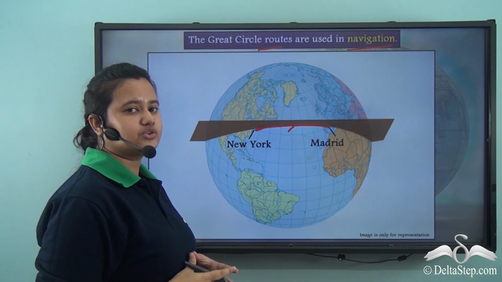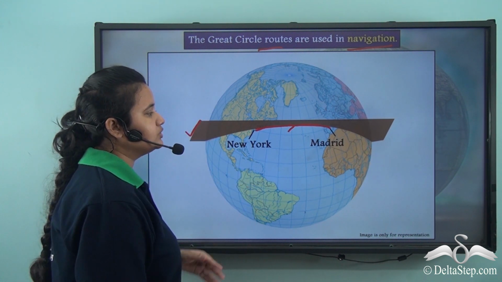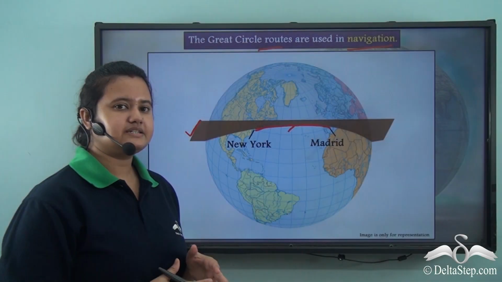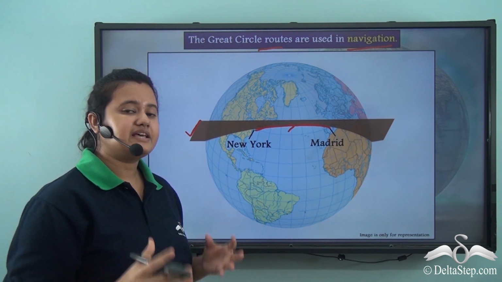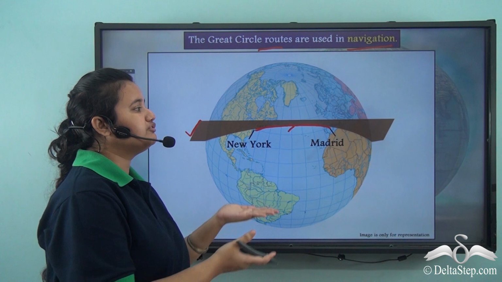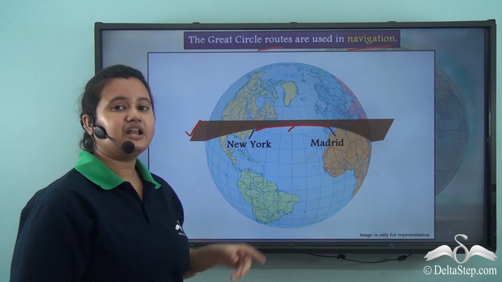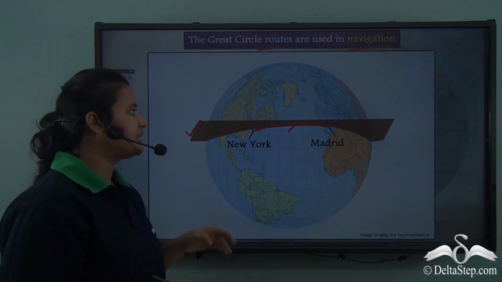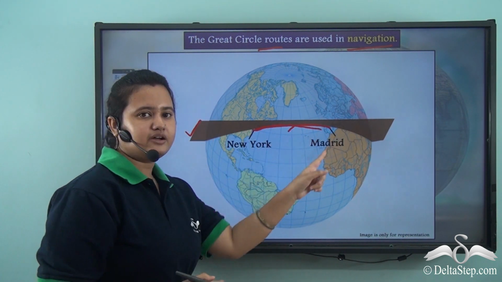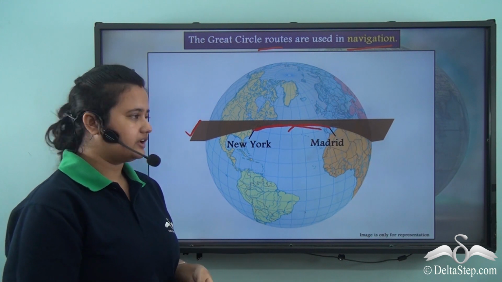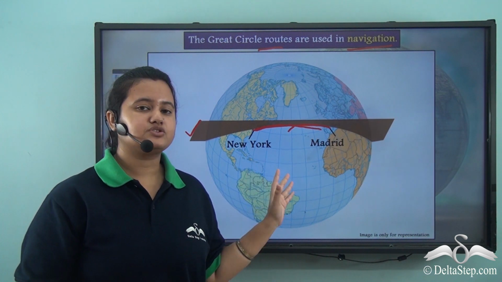Now great circle, as you know, is a circle that lies in a plane which passes through the Earth's center. Consider that this plane marked in brown is the plane that contains the center of the Earth. So now if you cut the earth along this plane, then you will get a circle, which is the Great Circle. And this route from New York to Madrid will lie in the circumference of that Great Circle. So this route denotes the shortest distance between these two cities.